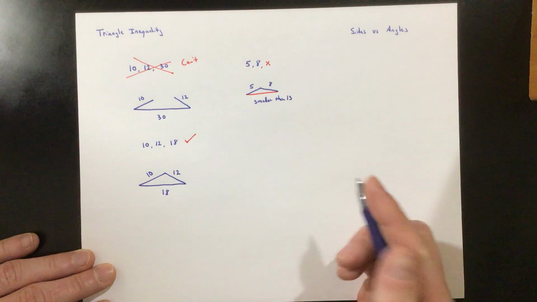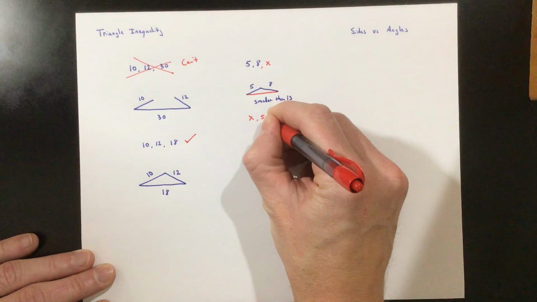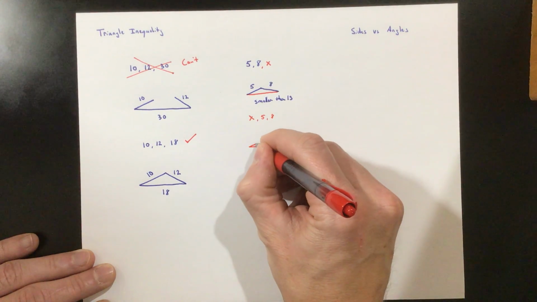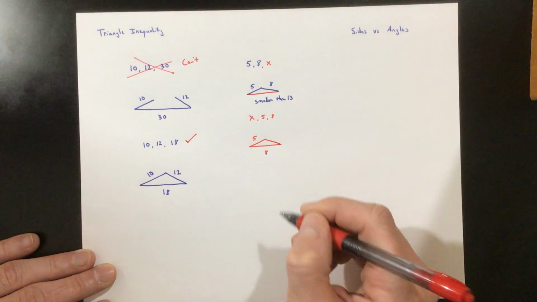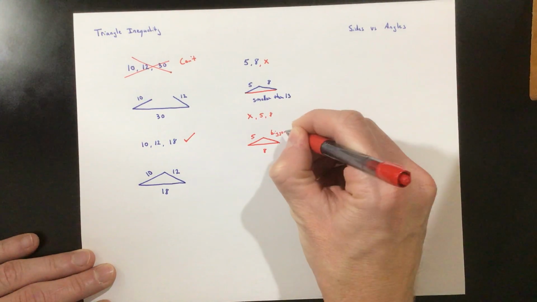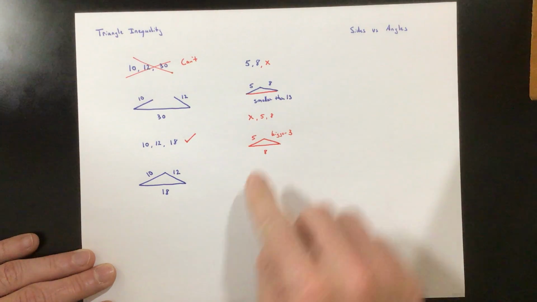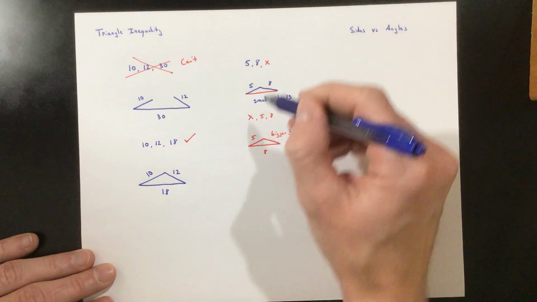Well, what if x was the smallest side? So this was 8, and this guy was 5. What would x have to be? Well, it would have to be bigger than 3. Otherwise, it won't reach. What if x was the middle? Well, it's already in those ranges. We really just want to look for that second side, the larger bound and then the smaller one.